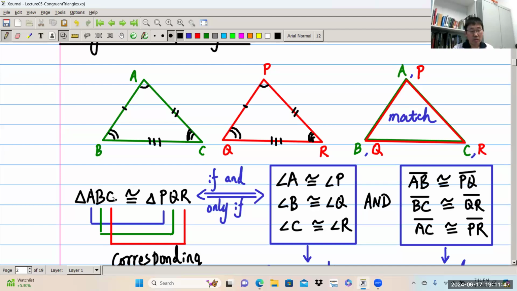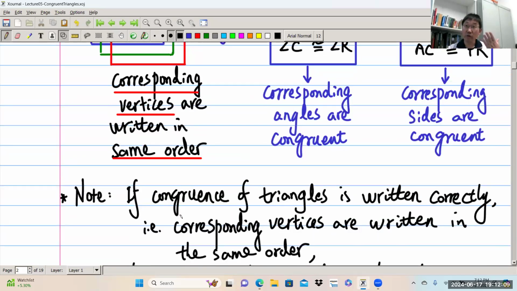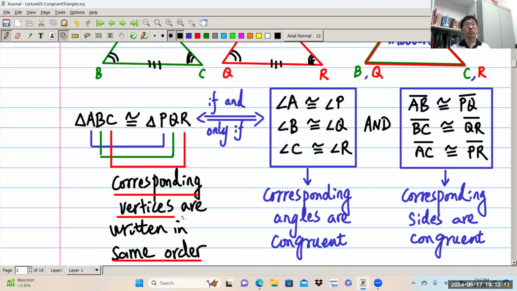And finally, the last vertex in triangle ABC is C. Then the last vertex in this second triangle should be written as R to correspond with C. So ABC in that order, then PQR in that order. Is that clear to you guys? Okay. It's very important when you write down congruent triangles to make sure that on the two sides of this congruence symbol, the vertices are in the same order. ABC, PQR. A corresponds to P, B corresponds to Q, and C corresponds to R.